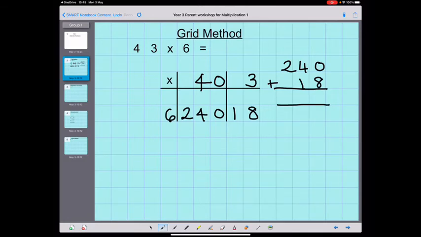So again, we start with the ones column on the far right. So 8 plus 0 is 8, 4 plus 1 is 5, and 2 on its own is 258. So that's how they can quite easily multiply 43 times 6 without it being too daunting. 258. Okay, so I'm going to move on now.